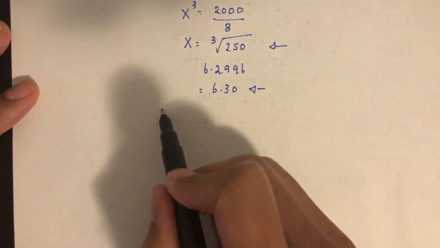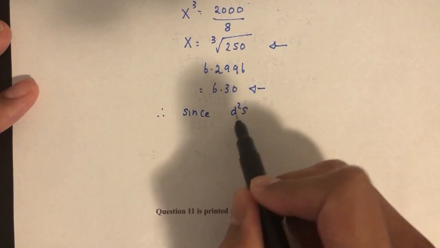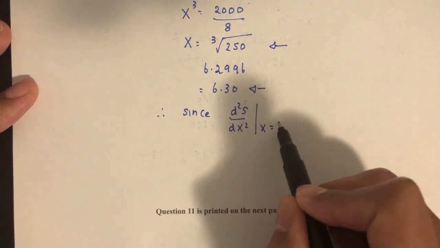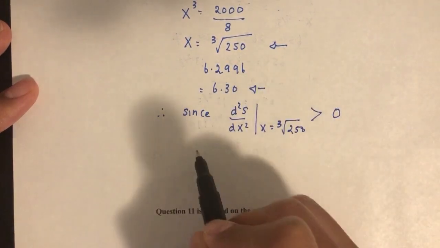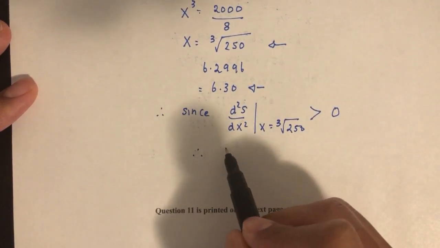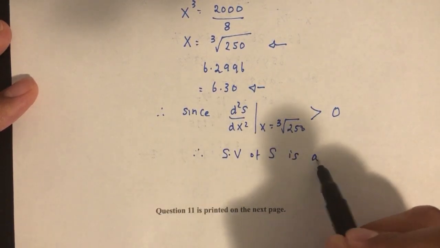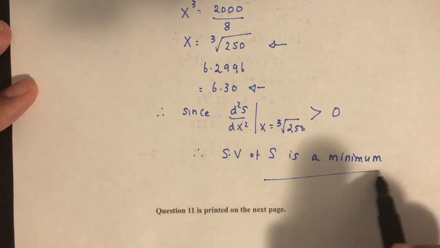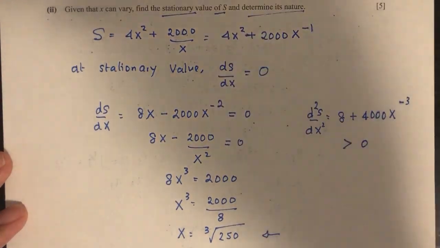So you would say, since d2s by dx squared at x equal to this is more than 0, the stationary value of s is a minimum. And that will be your answer for part 2, and that was question number 10.